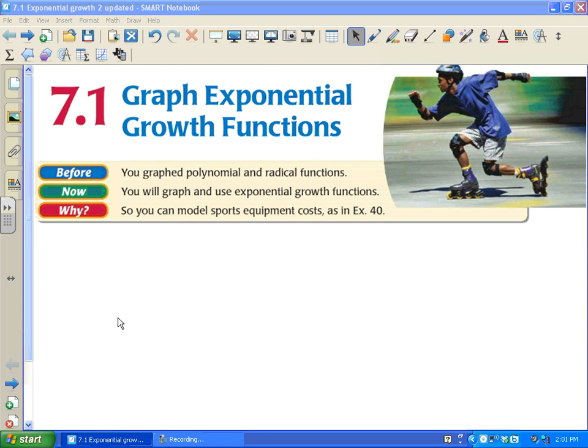Hello and welcome to section 7.1. We're starting a new chapter today. Hopefully, if I do my job right, you guys will see a lot of connections between what we're doing here. Again, we're starting in with exponential functions, specifically exponential growth, and how it actually relates to what we did in the last chapter, which was radicals.